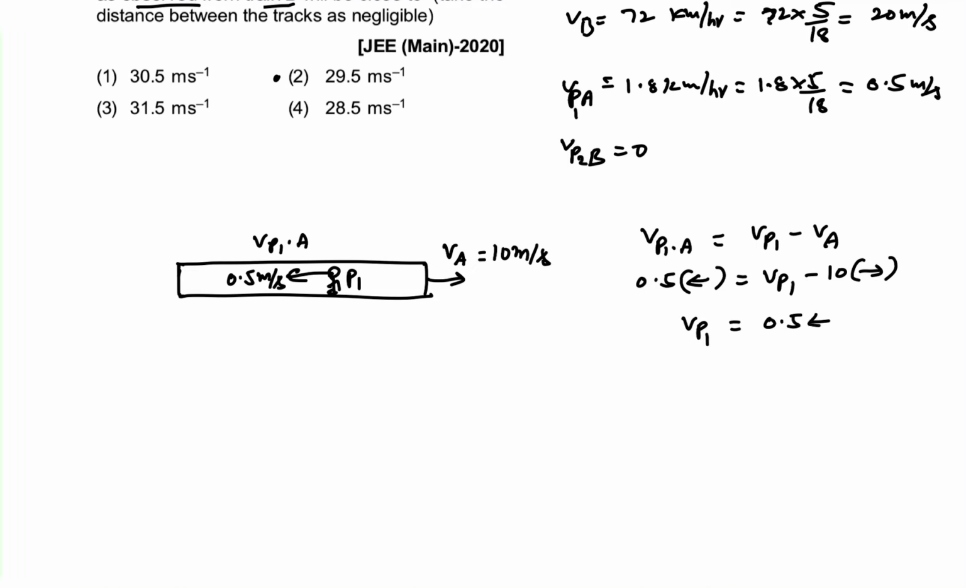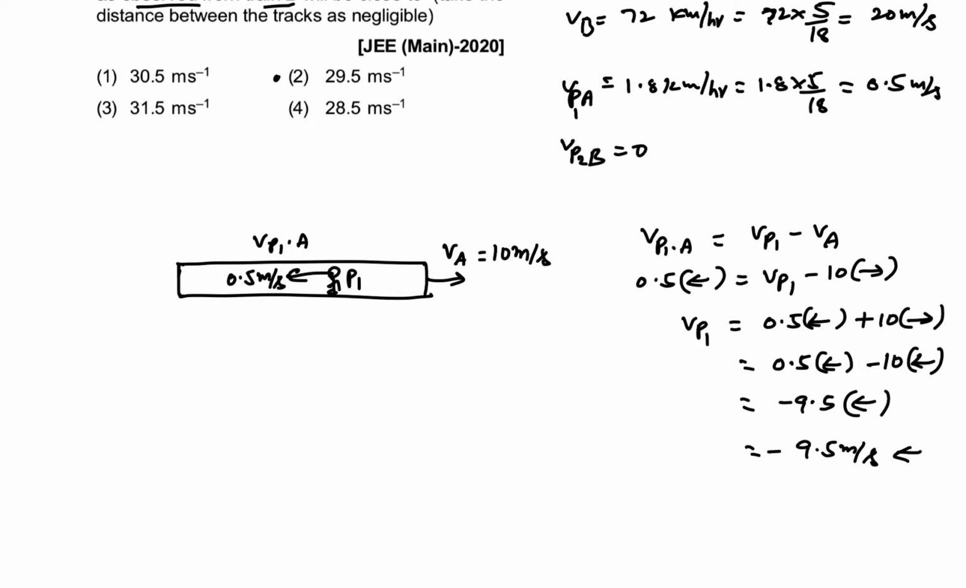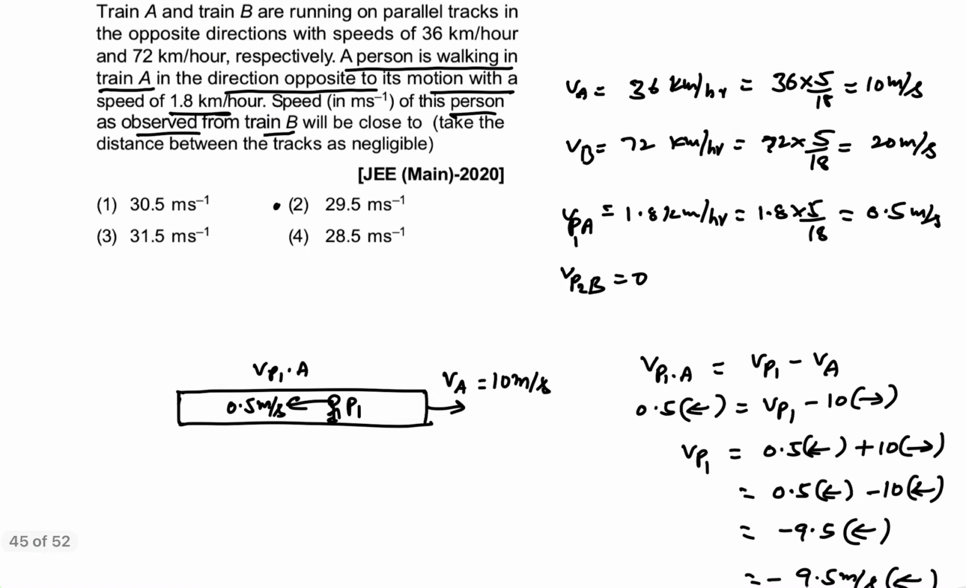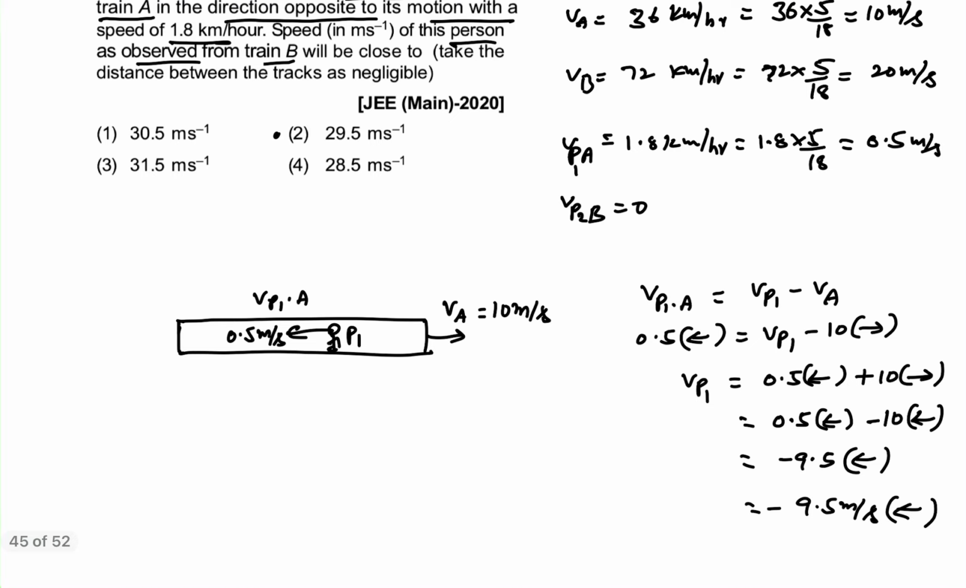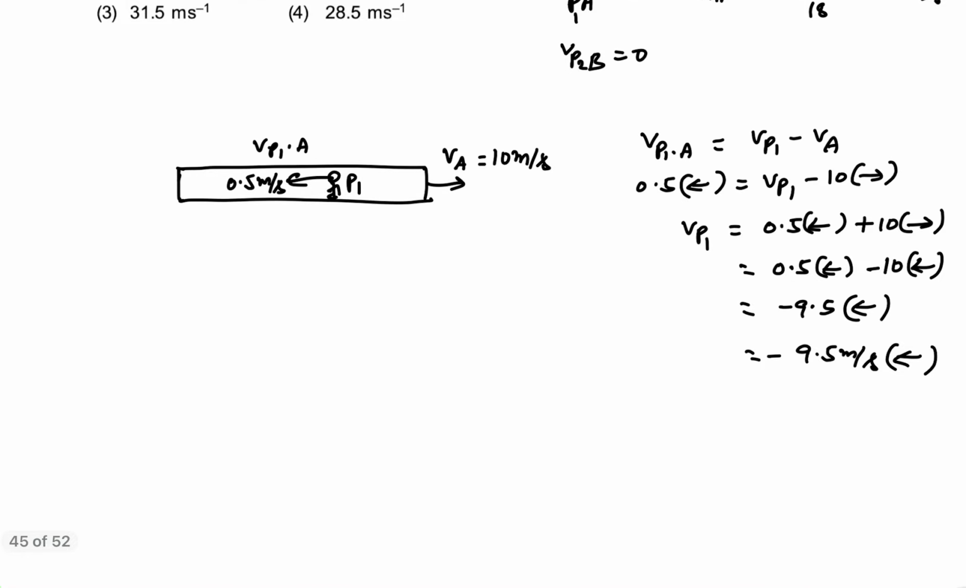So we can write the velocity of person 1 is equal to 0.5 left plus 10 right. We can write it as 0.5 left minus 10 left. So we get minus 9.5 to the left. Finally, it is correct: minus 9.5 meters per second to the left. This is the value. Next case, you can see how it is moving in the next case.